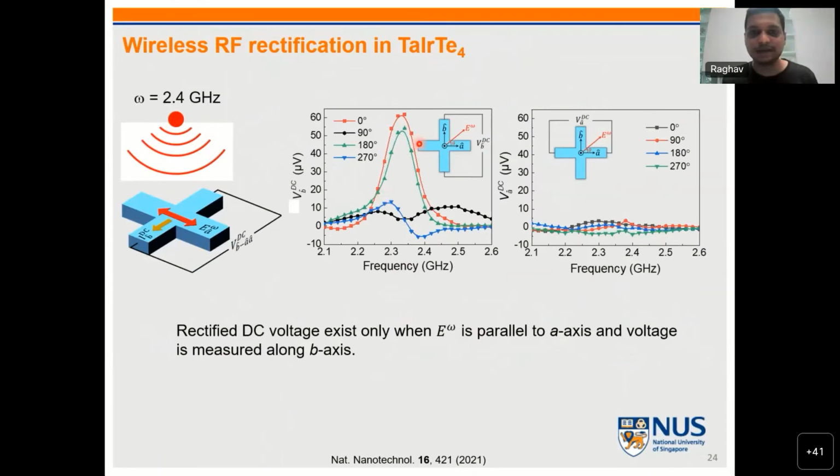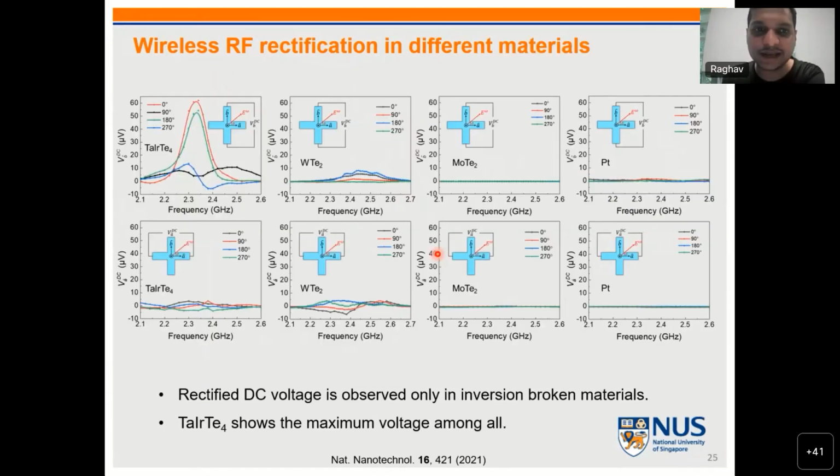So basically, because of this nonlinear Hall effect, when we shine a wireless energy on this, we observe a rectified voltage in one direction only, which is the B axis, where your inversion symmetry is broken in this TaIrTe4 Weyl semimetal. In the other direction, we don't have any voltage. So that is a clear sign that this voltage is because of the nonlinear Hall effect. And finally, we have tried many devices like WTe2, MoTe2, platinum. There we have not observed any kind of nonlinear Hall effect. That signifies that unless you have inversion-broken materials, you don't see any rectified voltage.